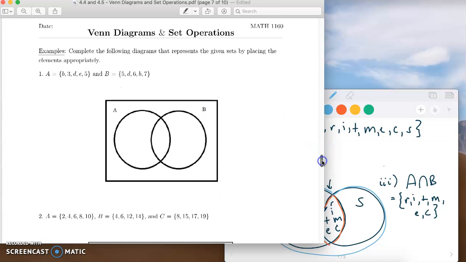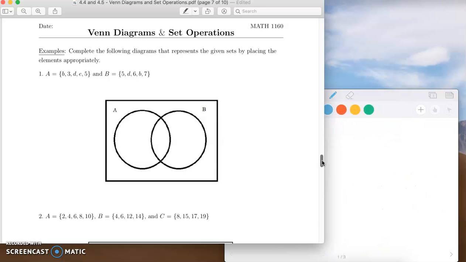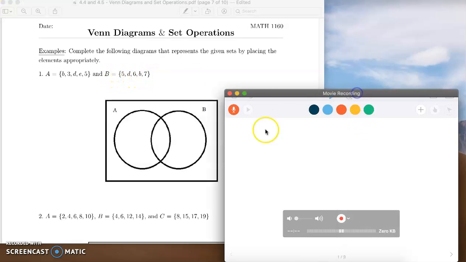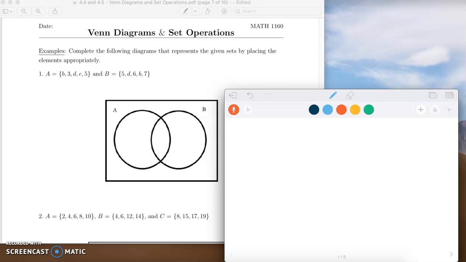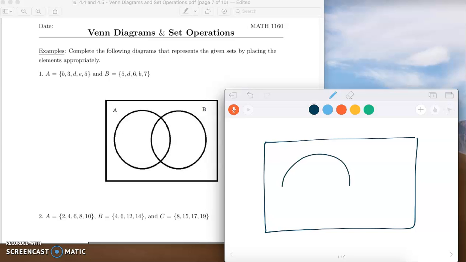So here's an example. Let's go ahead and draw our diagram here, and then I'll show you both together. So we're given A equals {B, 3, D, E, 5}, and B equals {5, D, 6, B, and 7}. So let's go ahead and draw our diagram. We have our universal set here, and our 2 circles. So if this is A, I'm just writing this, you don't have to write this, but I want to make sure it's very clear which is which.